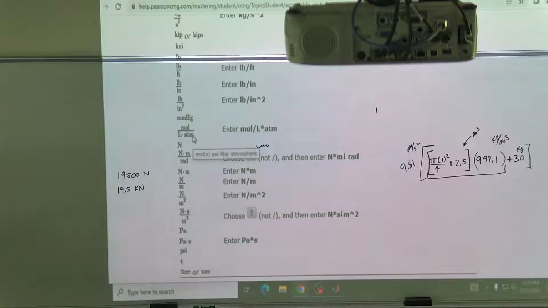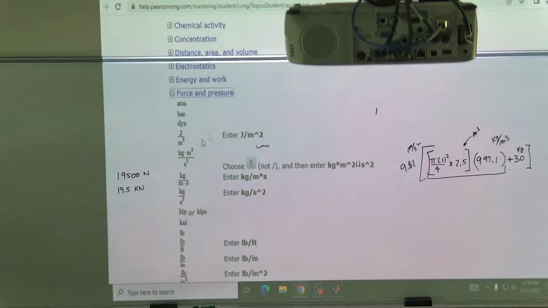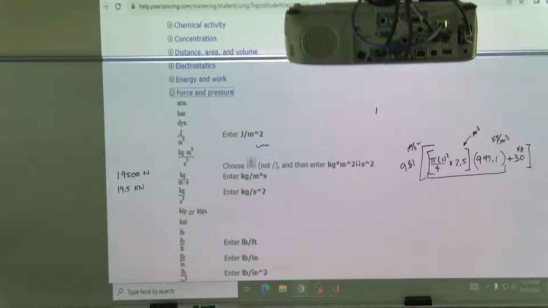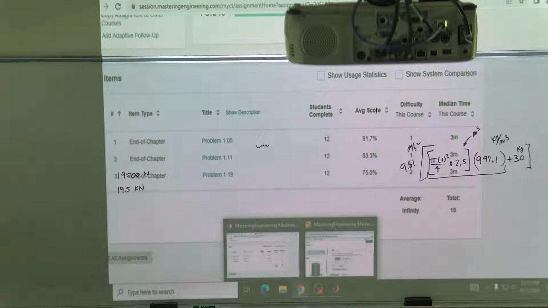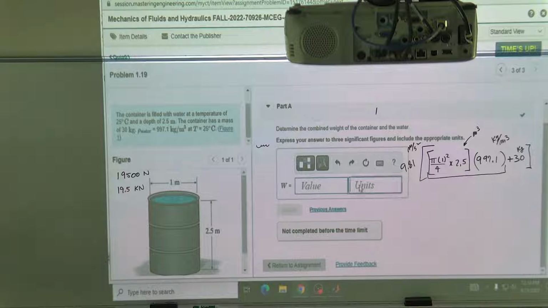So I think we better just put newtons in, and it counts off for the sig figs, like saying technically we wanted it this way, but your thing is equivalent. Okay, let me see if I can go back to where the problem is. Here it is. So I'm assuming if he wants newtons, that's going to be N. 19500. Not compliant.